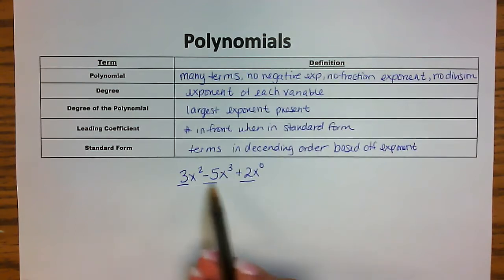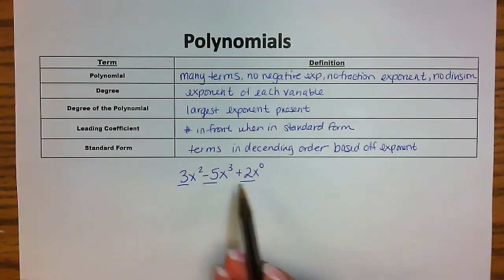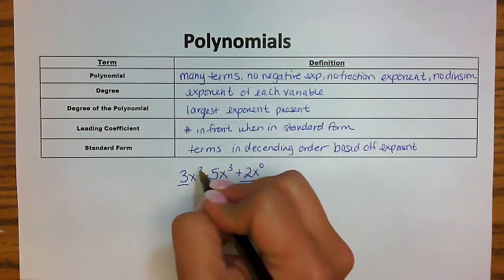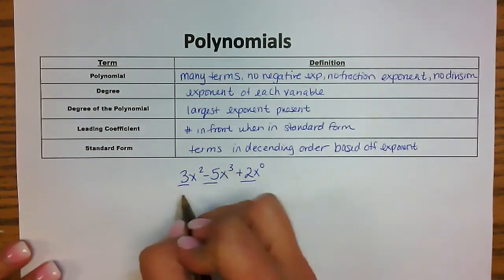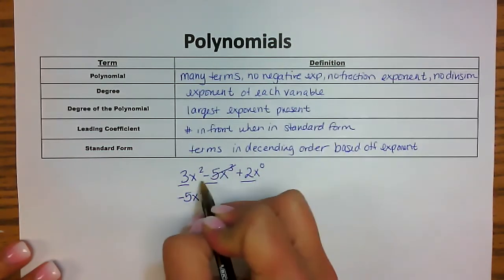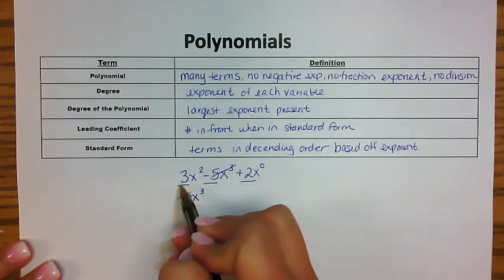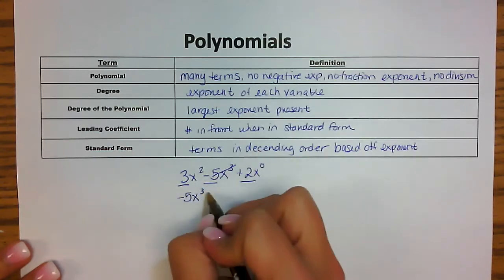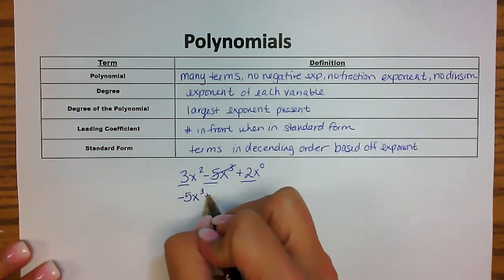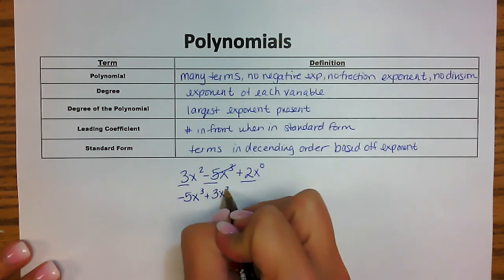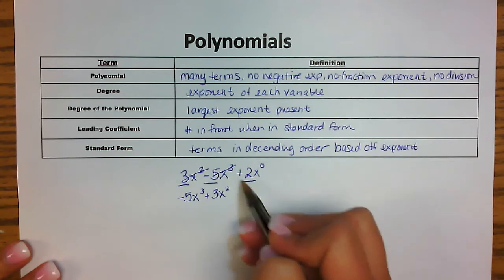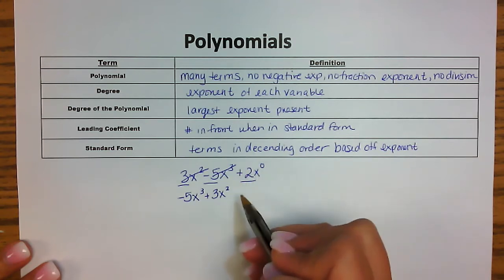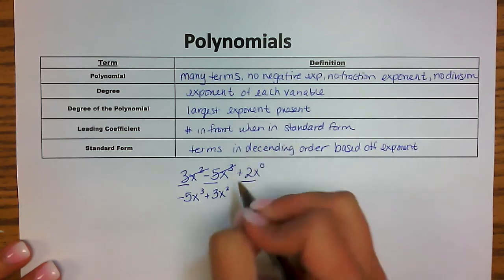If they ask you to put it in standard form, you're going to order it by these exponents. So the highest one present would be the 3. So we're going to put that first, with the negative going with the 5. Then we're going to put the squared term next. It's positive 3. So we're going to put plus 3x squared. And then finally, we have x to the 0 power, which is just 2. So we're going to put that last.